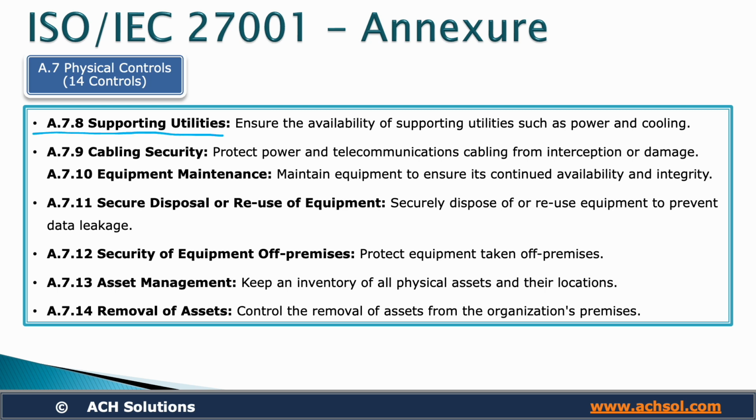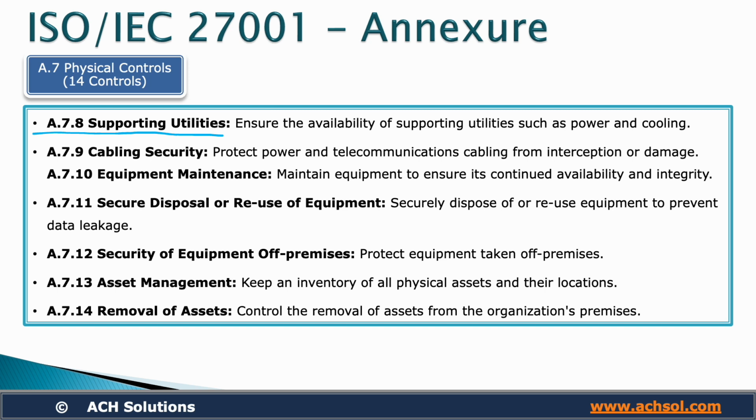This one asks to ensure the availability of supporting utilities such as power and cooling. So what are supporting utilities? Let's understand that first. Supporting utilities are not your main utilities, right? Your main utilities could be your server, your laptops, maybe your direct network cable through which your data is passing. But to support those utilities and keep them running without any problem, you need supporting utilities like your air conditioner. Or another example could be a redundant power supply, right?